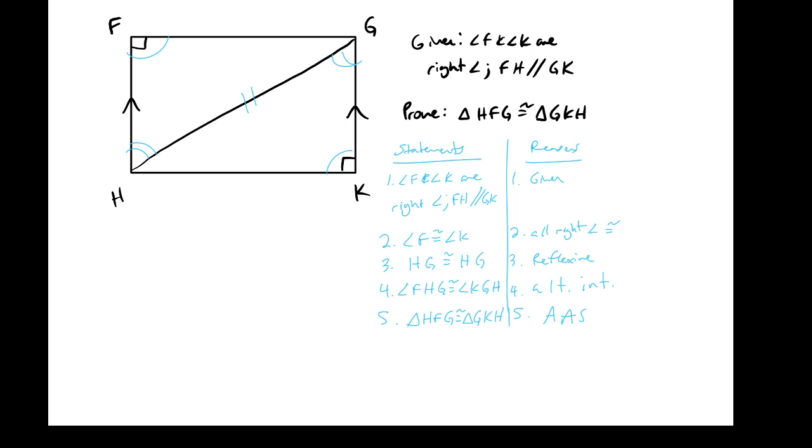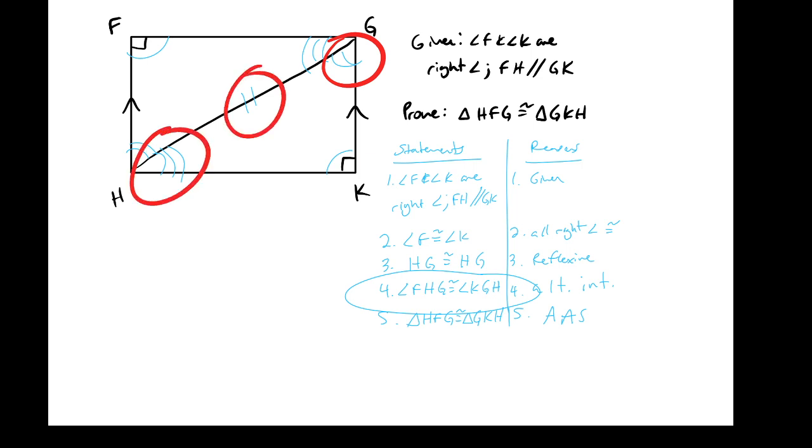Now, gentlemen, think about this. We could have gone one more step here. We actually could have said not only were these congruent, but also these angles here, right? FGH and KHG are going to be congruent. Also, because of alternate interiors, we could have extended step 4 that way. Now look at what we could technically do. We could have gone through and done angle, side, angle, right?